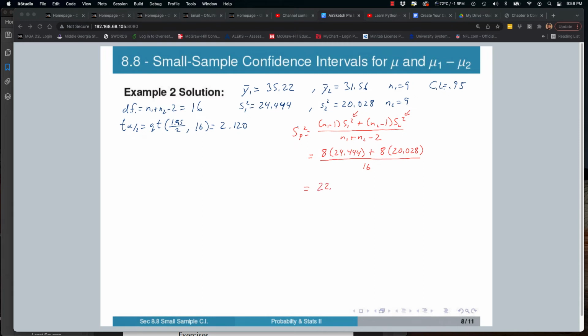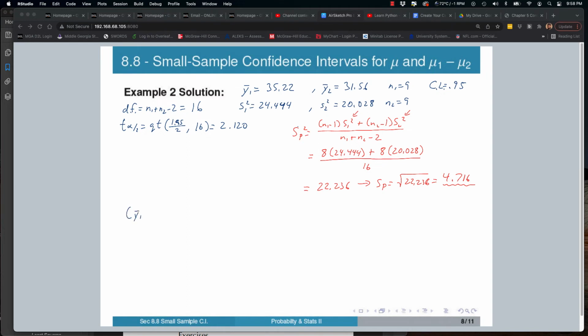That gives me 22.236 for the pooled variance, but the pooled standard deviation, S_p, is just the square root of that value, which is roughly 4.716. So I'm going to need that value here shortly. So now we can finally construct our interval.